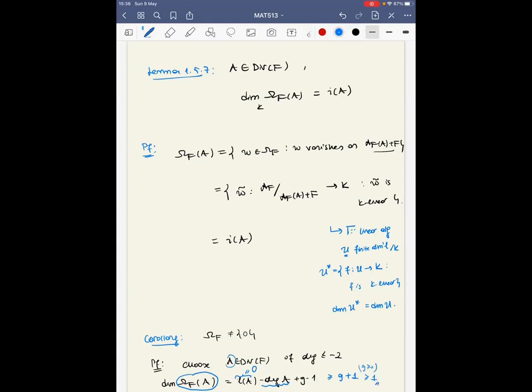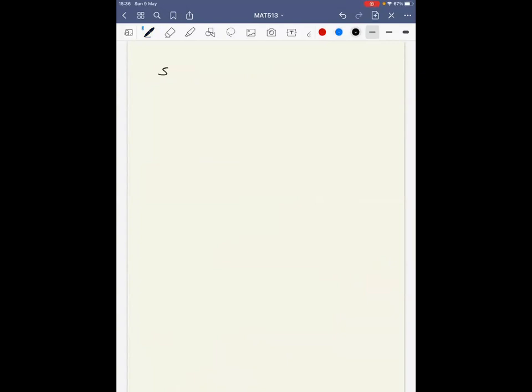And for every divisor, its space of Weil differentials forms a subspace of the space of Weil differentials. So that means this cannot be a trivial space, and this shows us that omega F cannot be a trivial space.